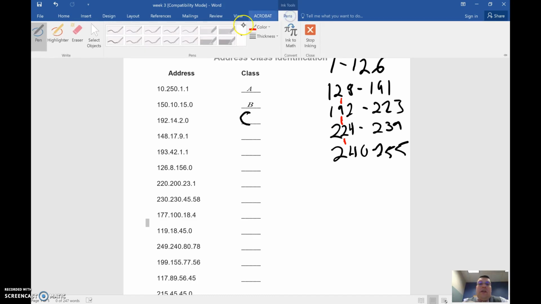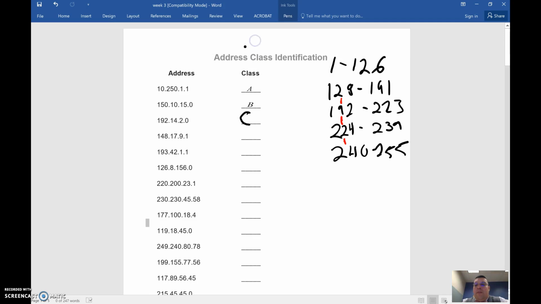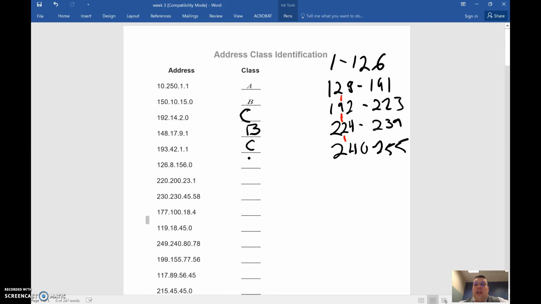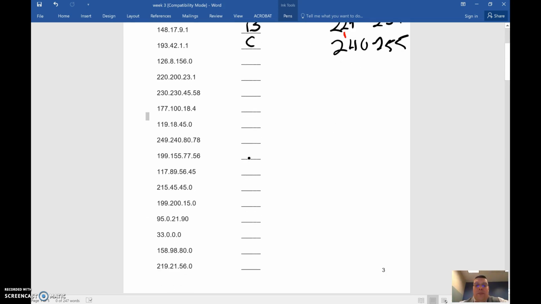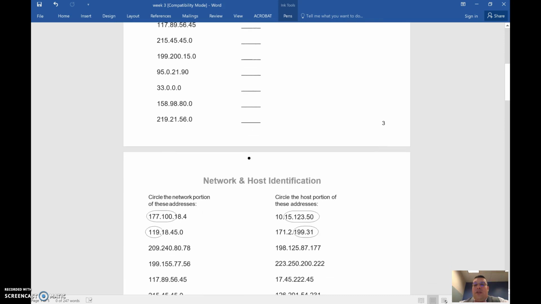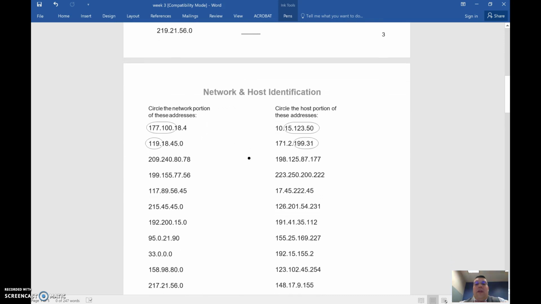So if we go back and look at the next one, we see that 148 is more than 128 and less than 192, so it has to reside in class B, and write that down. 193, of course, is greater than 192, so we can say that's a class C. I wouldn't really call it a trick; it just helps to identify the classes a tiny bit quicker. And a lot of practice goes a long way in this class, so make sure that you are practicing.